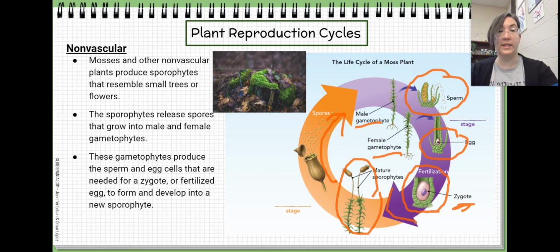So if we think about our stages, this orange stage where I have my sporophytes, this would be the sporophyte stage. You want to write out that whole term. And then over here, this would be my gametophyte stage.